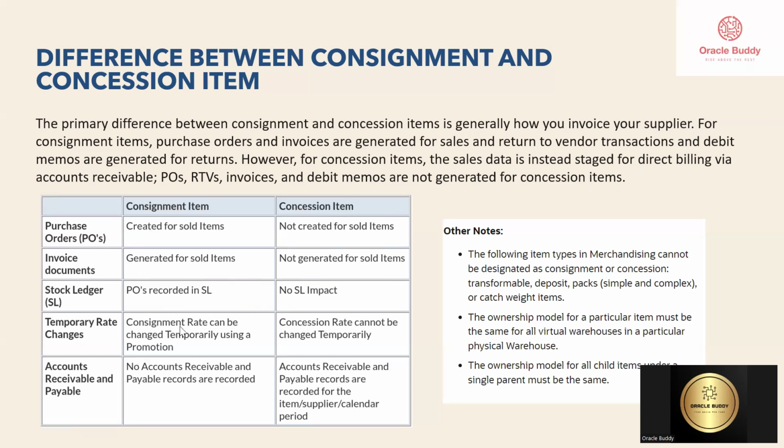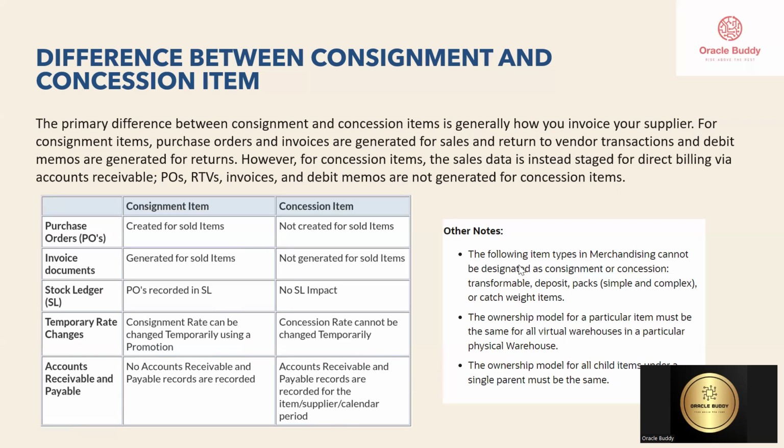Temporary rate change: a consignment rate can be changed temporarily using a promotion. A concession rate cannot be changed temporarily. Account receivable and payables, AR and AP: for consignment, no account receivable and payable accounts are recorded because it is going through the stock ledger. For concession, we are paying through the account receivable and payable records, which are recorded in the item supplier calendar period.